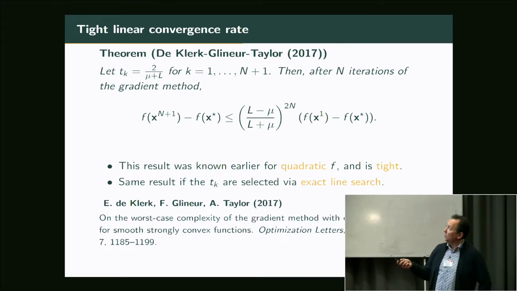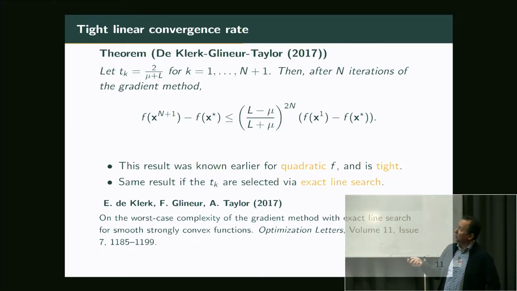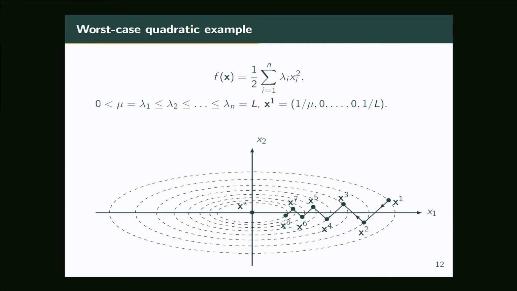And what is this quadratic example? Or what is the example that shows that it's tight? So it's a simple example shown here. It's actually a family of examples for any n. And it's basically a homogeneous quadratic function with a diagonal coefficient matrix. So the lambda 1 is just the mu for our function class. The last lambda is just the L for our function class. And the other lambdas are in between. The values do not matter.